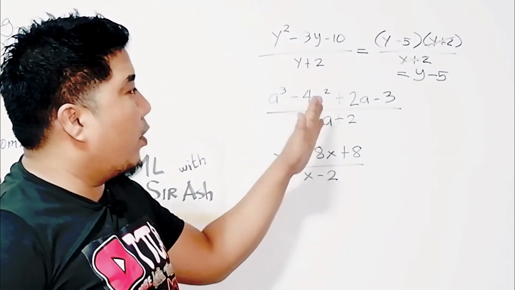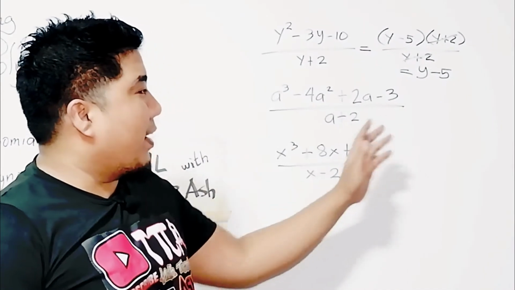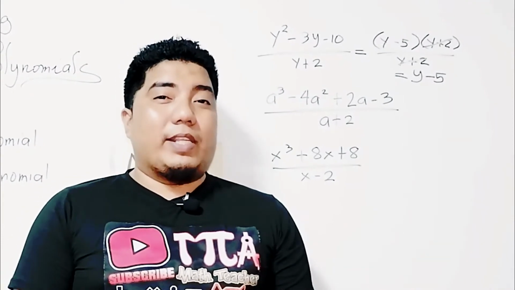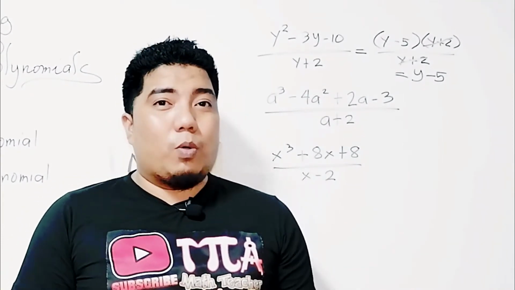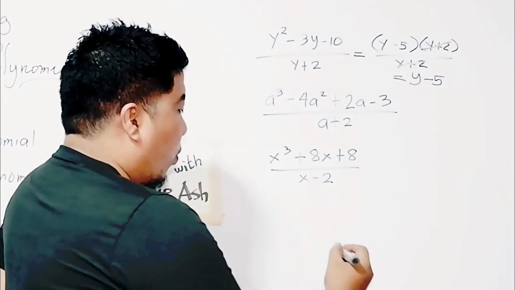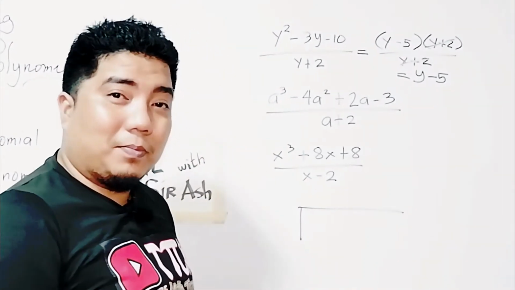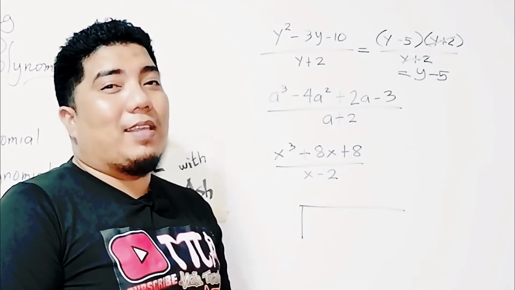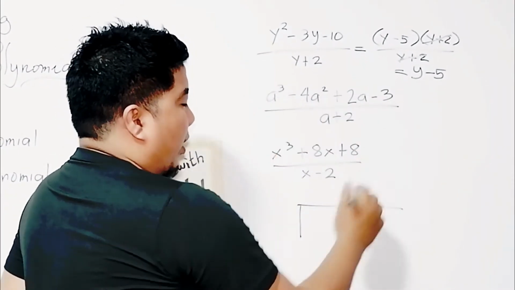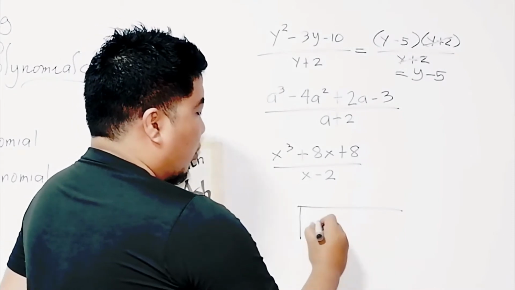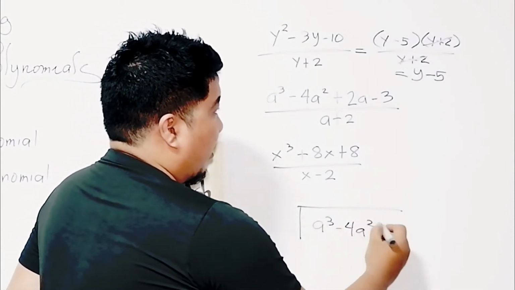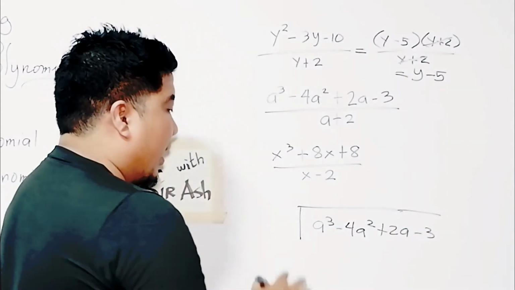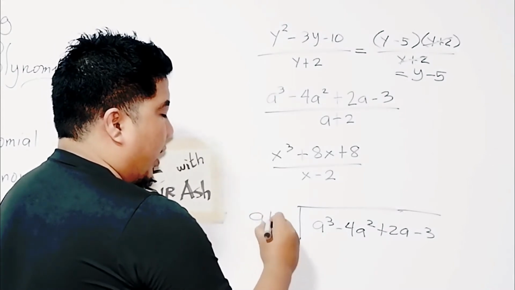We have a cubed minus 4a squared plus 2a minus 3 divided by a plus 2. Okay, my dear math learners, I will teach you what is taught in grade 7, and that is the long division. And that is also what is introduced in your modules. What you will do is you just make this symbol. I know this is very familiar to you because this is applied in your elementary days. So, you write the numerator inside this symbol, that is a cubed minus 4a squared plus 2a minus 3. And then your divisor will be placed here, that is a plus 2.